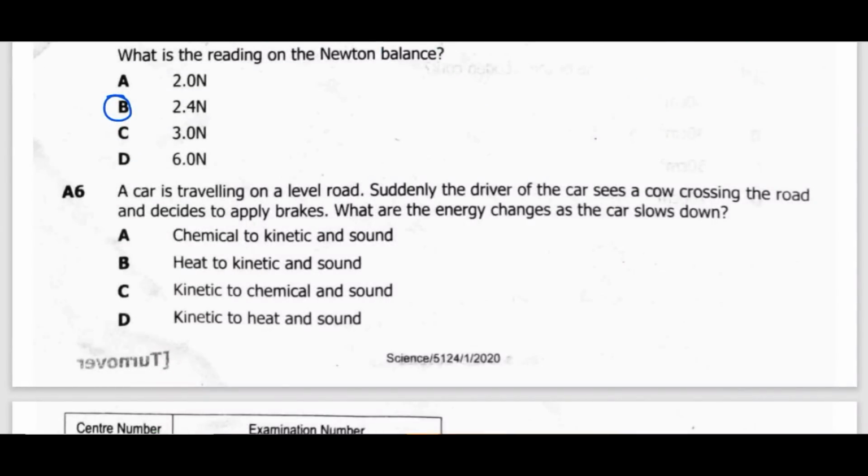A car is traveling on a level road. Suddenly the driver of the car sees a cow crossing the road and decides to apply brakes. What are the energy changes as the car slows down? There are certain things that we have to understand here. A car is traveling on a level road, so the car was moving.